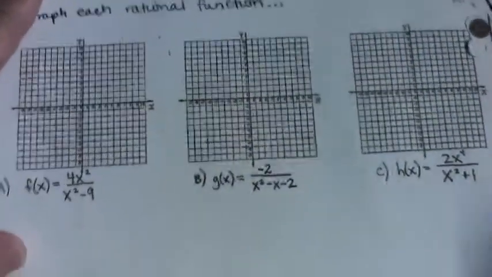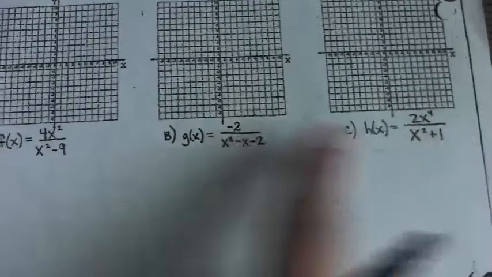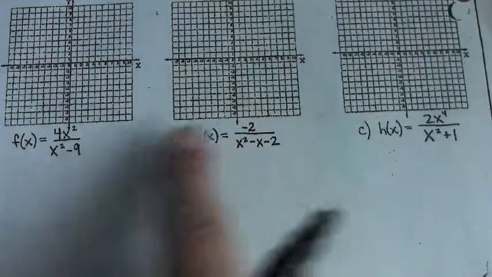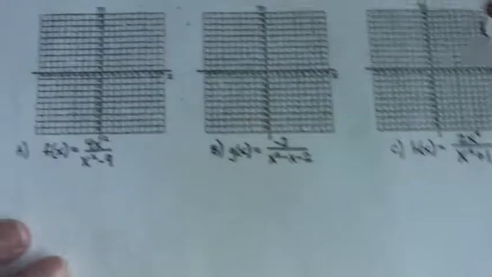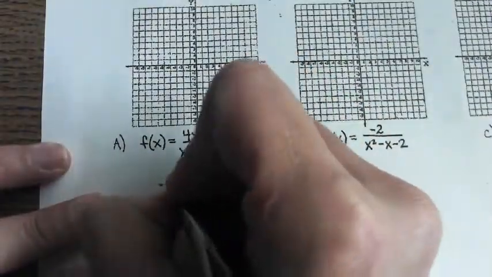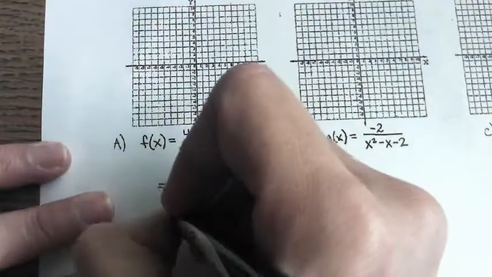So graphing each rational function, and these are all back to a place where we cannot do that parent graph transformation way. We have to do it more like the way we did it on Friday. So starting with this first one, we always want to start by factoring and canceling if we can to see about vertical asymptotes versus holes.